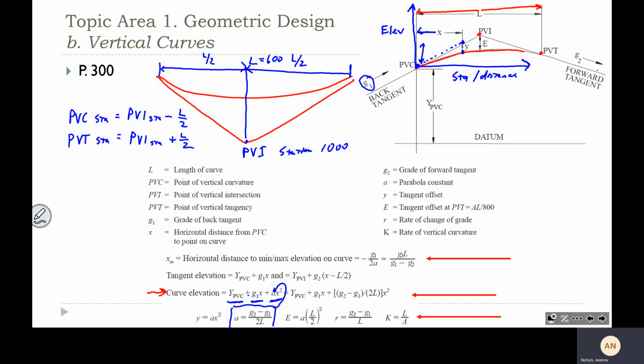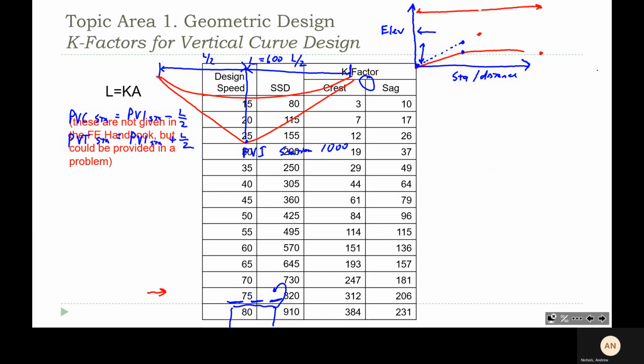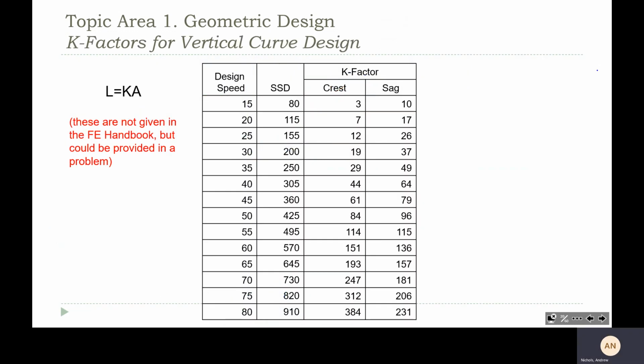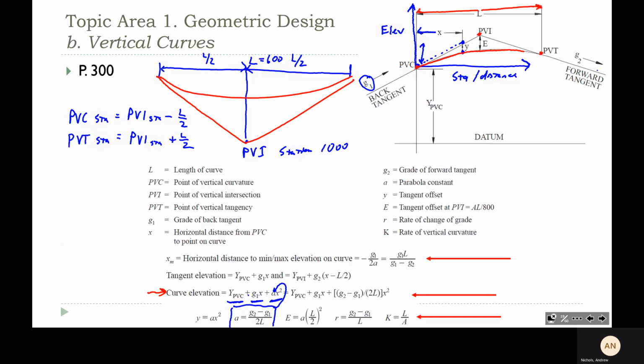All right, so let's look at, I think, nope, no example yet. Notice down here, this equation, K equals L over A. So K factor is commonly used in roadway design. It's kind of the shortcut method.